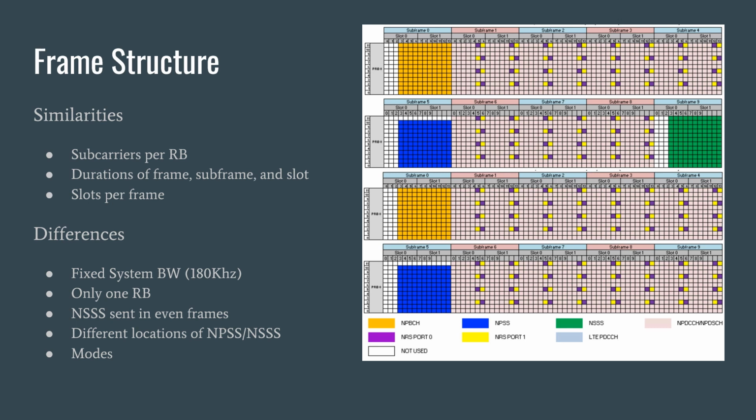Instead of being spread across 6 resource blocks, these signals are grouped together in large blocks at subframes 5 and 9. Another difference between the two standards is that NB-IoT has 3 operational modes: in-band, guard-band, and standalone. This allows many options for IoT device creators who choose what frequency their device will communicate on.